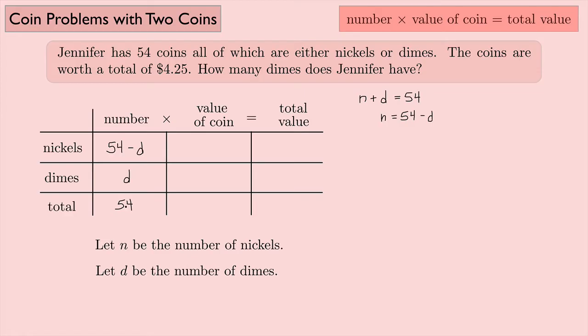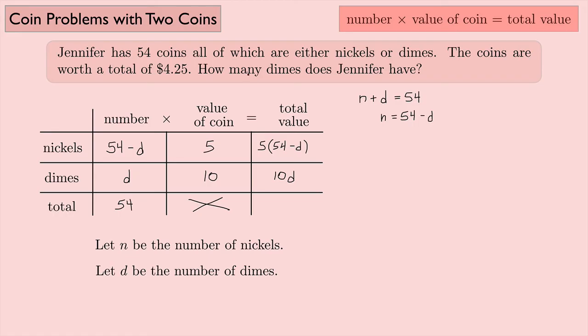And you can see if you add 54 minus D to D, you get 54. That makes sense. The value of the coin is easy. Nickels, that's 5 cents. Dimes, that's 10 cents. I don't need to write anything here. I can just leave that part blank. And the total value, well, I just multiply these 2 things together. So I would have for this one 5 times 54 minus D. For this one, I would just have 10 times D.